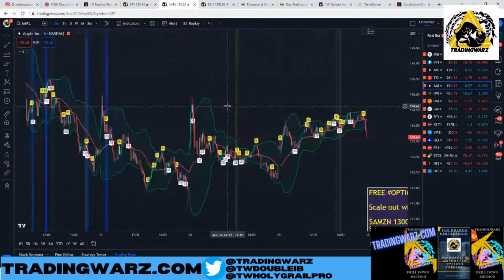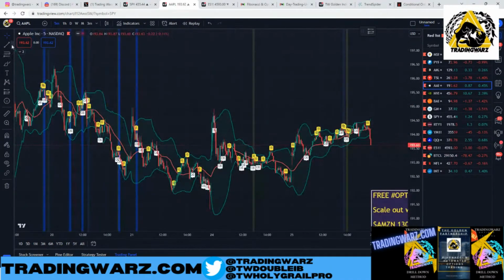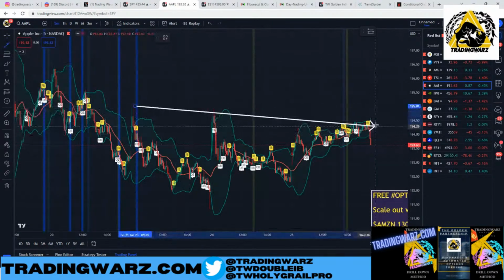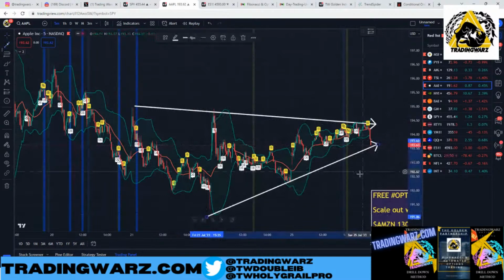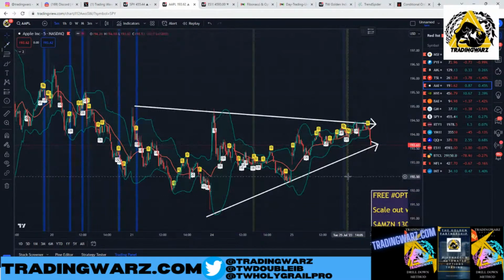Look at this pattern here on Apple, guys. This is actually crazy. Let's go ahead and draw this up. Look at this consolidation on Apple. And I'm looking tomorrow to hammer this one hard. Look at that, guys. Absolutely beautiful over the last few days. Hit me with a 2 if you see that.